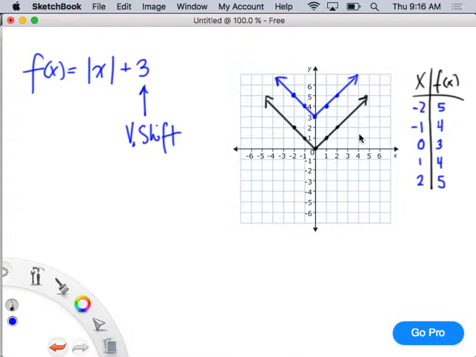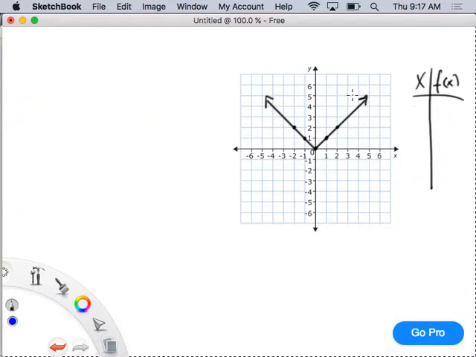So we have a vertical shift of +3. Cool, so now we know about vertical shift. When it's on the outside here, we do exactly what we think we would do with a vertical shift, up 3. Cool, got it. Any questions? Okay, let's move forward. The next one, we'll do f of x equals absolute value of x plus 3 inside of the absolute value bracket.